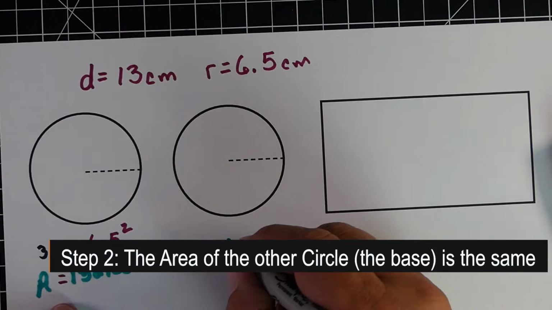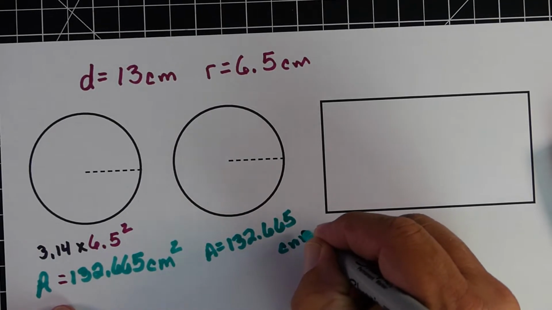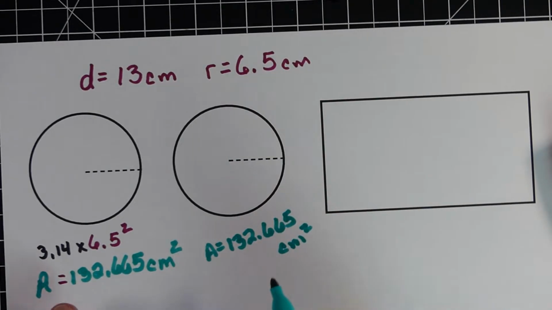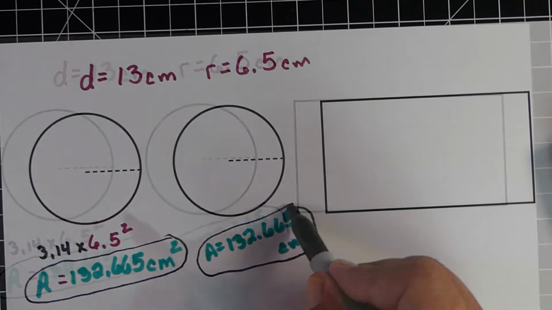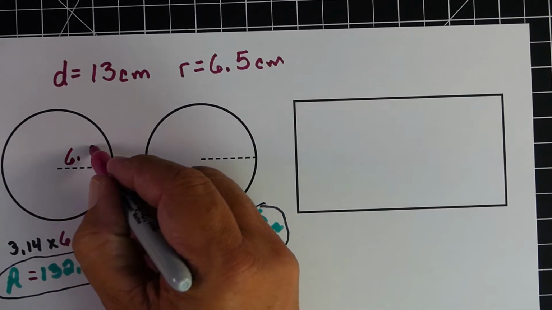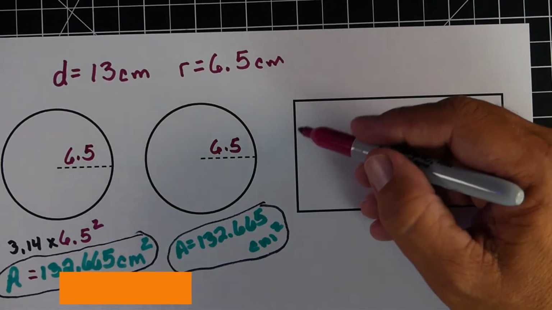Well, step 2 is to find the area of the other circle. It's going to be the same thing. You don't have to change anything. So we already know the area of 2 of our 3 shapes, the area of the first one, and then the area of the second circle. Now we just have to find the area of the rectangle. And again, I forgot to put those down. The 6.5, that represents our radius.